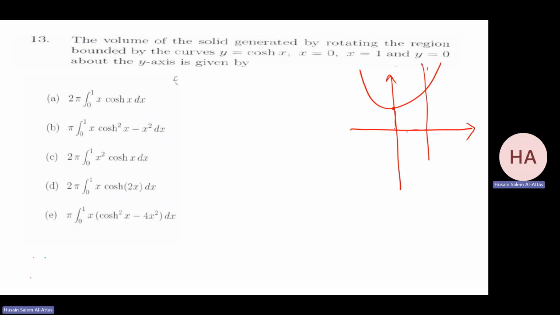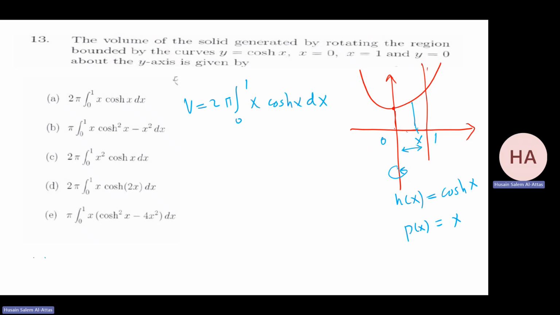And it's about what? About the y-axis. So this is my axis of revolution. So take this parallel to the axis of revolution. Very clear. What will be h of x? Will be the function. What will be b of x? It will be x, this distance, which is x. And from where to where? From 0 to 1. So the volume will be 2 pi from 0 to 1 of x cosine hyperbolic x dx. Yeah, I think this is just a gift.